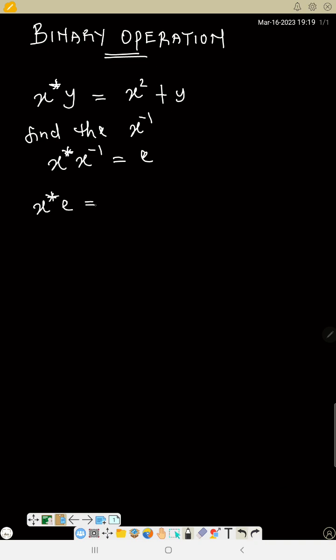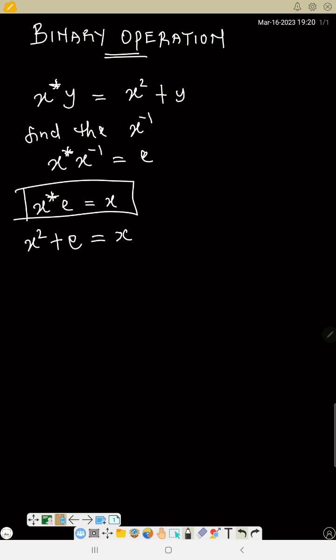So our definition of identity element based on this will be X * E is equal to X. So you change the second alphabet to E, equals X. This is the identity element property. So X remains as X, Y is now E. So put it in this expression. So we have X². So this X * E is X² + E. That is based on this. So X is X, Y is E. So it's equal to X.